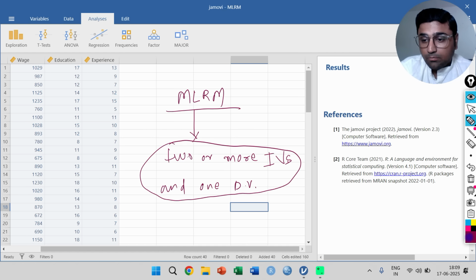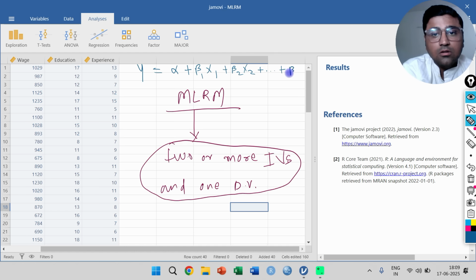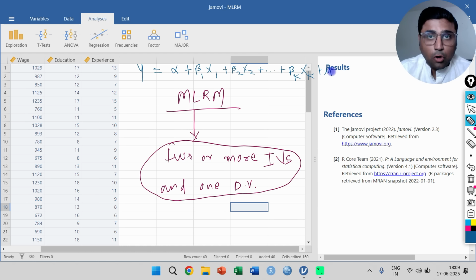So what is the general form of multiple linear regression model? So it is y is equal to alpha plus beta 1 x1 plus beta 2 x2 plus up to plus beta k xk plus mu. That is the general form.